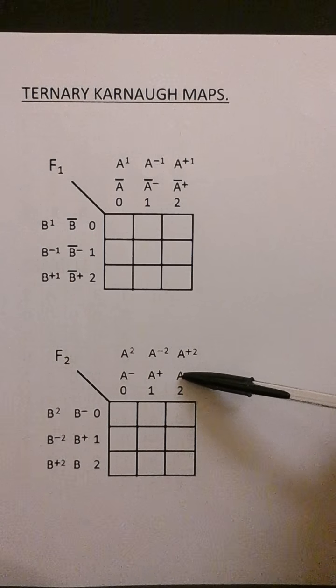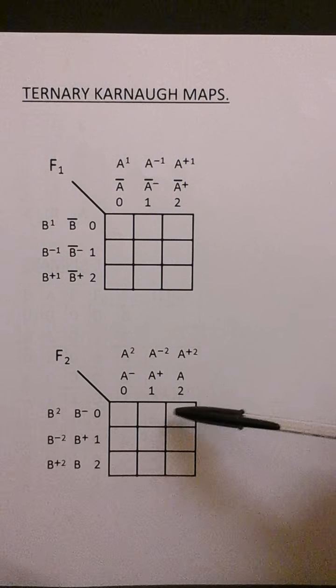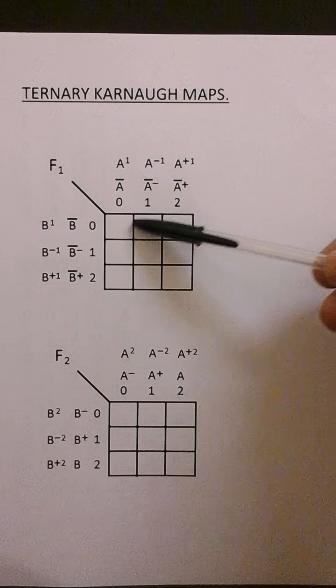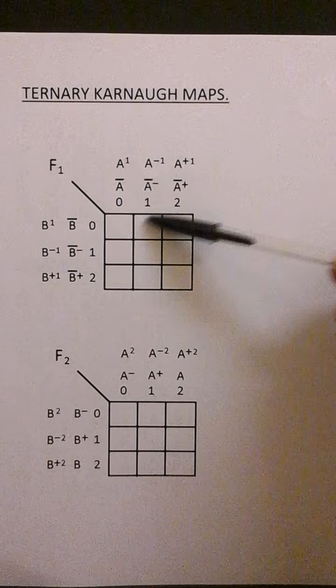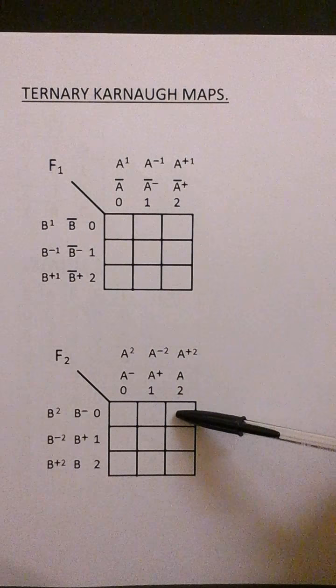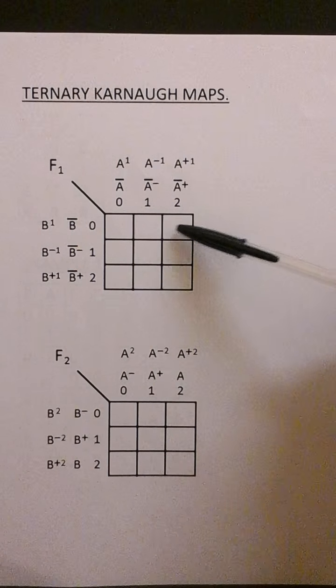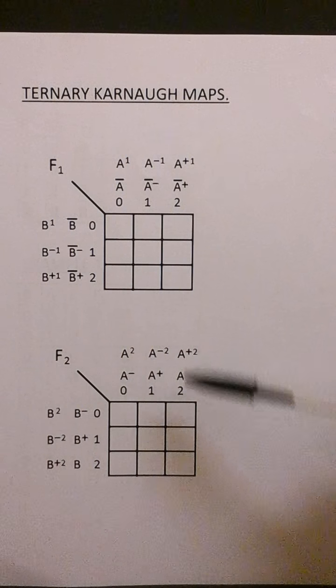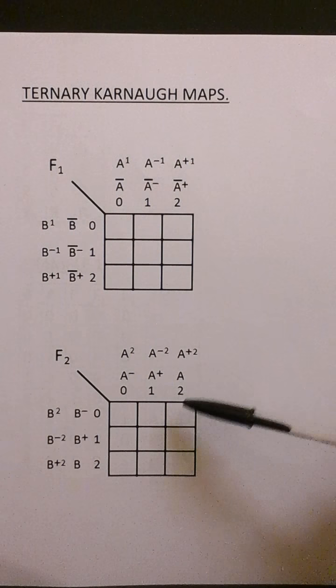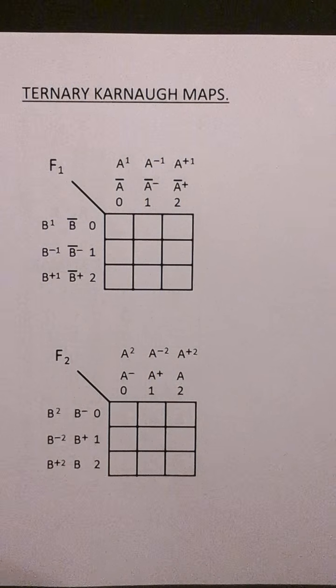If you want to use an A, you can only do that if the corresponding coordinate in Karnaugh map F1 is an A. So if I had 2 there, these would need to be 1s here. So I can loop an A there to give an A there, otherwise I'd have to use A plus 2. And similar for B.